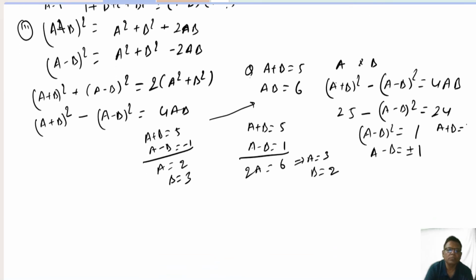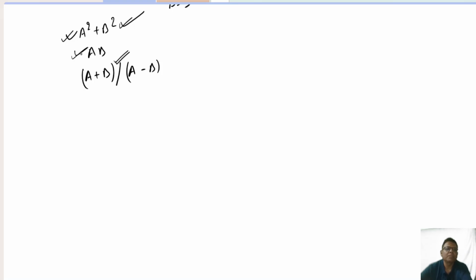Actually you will be given either a square plus b square, ab and a plus b, or a minus b. Either of two will be given. You can find out a and b very easily by using this formula.